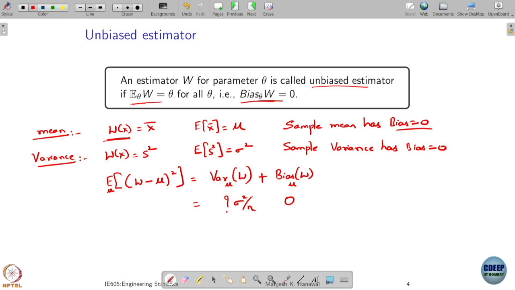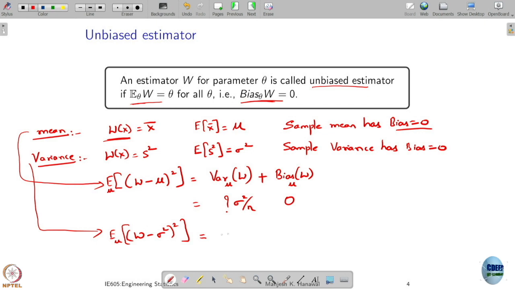Okay, now let's do the same thing for variance. Now I am taking W to be S square, that is the sample variance, and now I am interested in this quantity. So first of all, its bias is going to be 0. What is its variance though? What is going to be the variance of your variance estimator? Have you calculated it before? What is the variance of your sample variance?